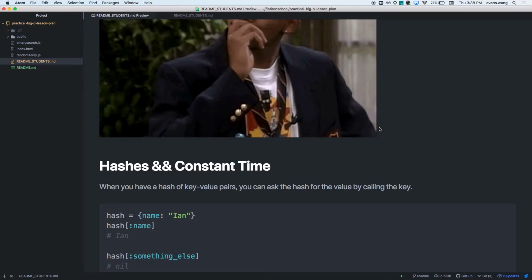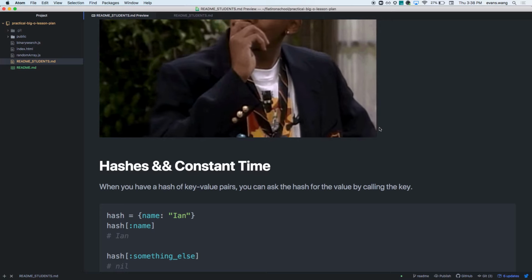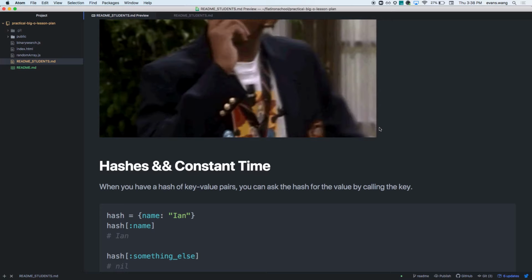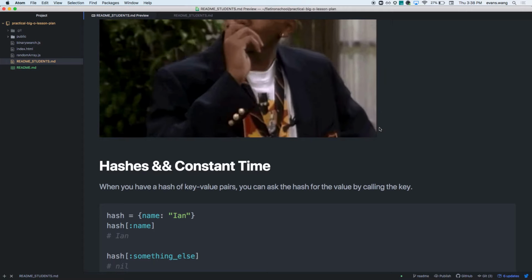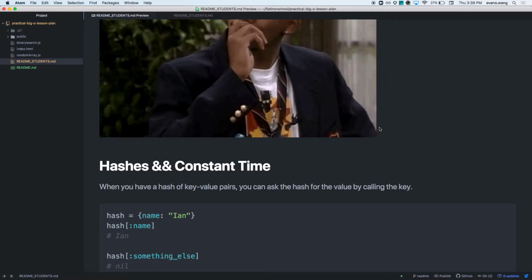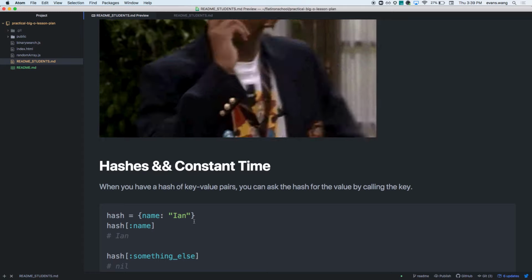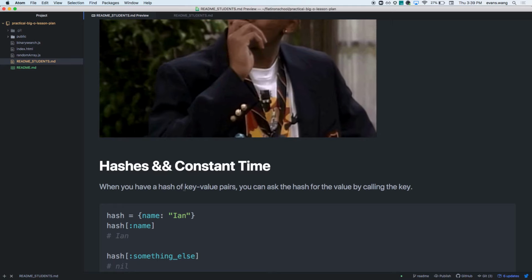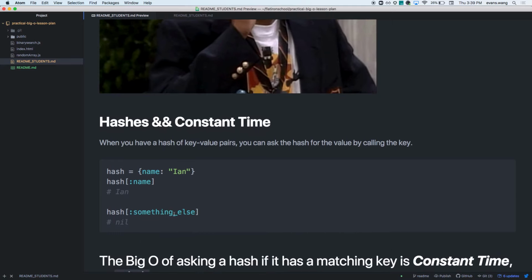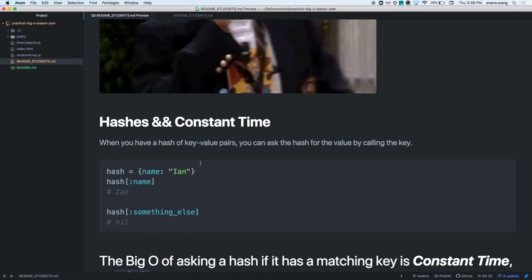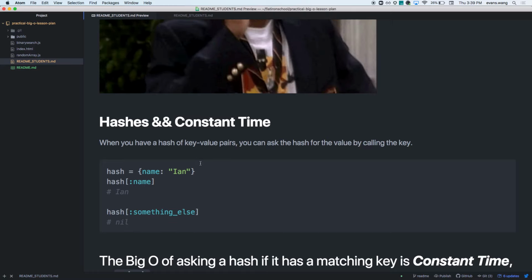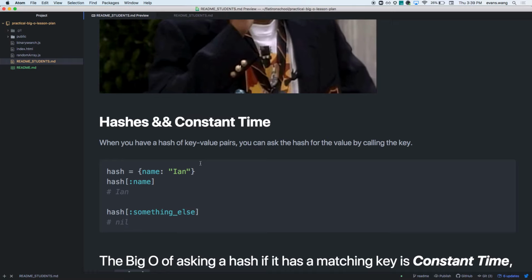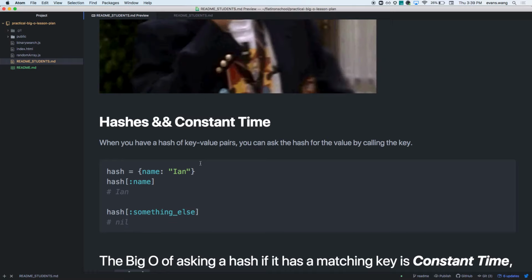Should be instantaneous, right? Or if I were to say Will, raise your hand, it doesn't really matter how big it is or how many people are here, there's that instant, immediate lookup. In the same way, if I had a hash with the name of Ian, I can simply say, give me the hash with the key of name. It'll give me Ian right back immediately, always. If I ask for something else, it should return nil because that doesn't actually exist in the hash. So the hash lookup time is extremely fast. It is instantaneous, and it will always take the exact same amount of time.